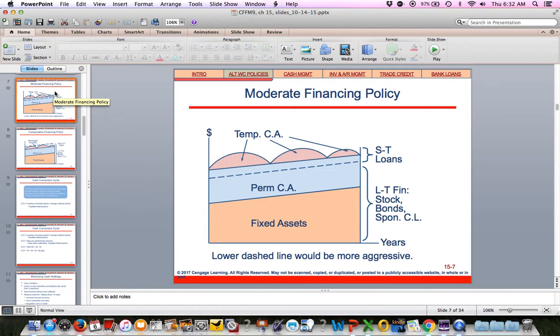You can definitely go with an aggressive approach, which they didn't show us in a slide, but it's in the middle of page 533. With aggressive, we're going to use a higher level of short-term loans. That's really what the difference is. If we go with aggressive, we're going to use more short-term loans and less long-term loans, and we'll use more short-term loans to finance more of those permanent current assets.